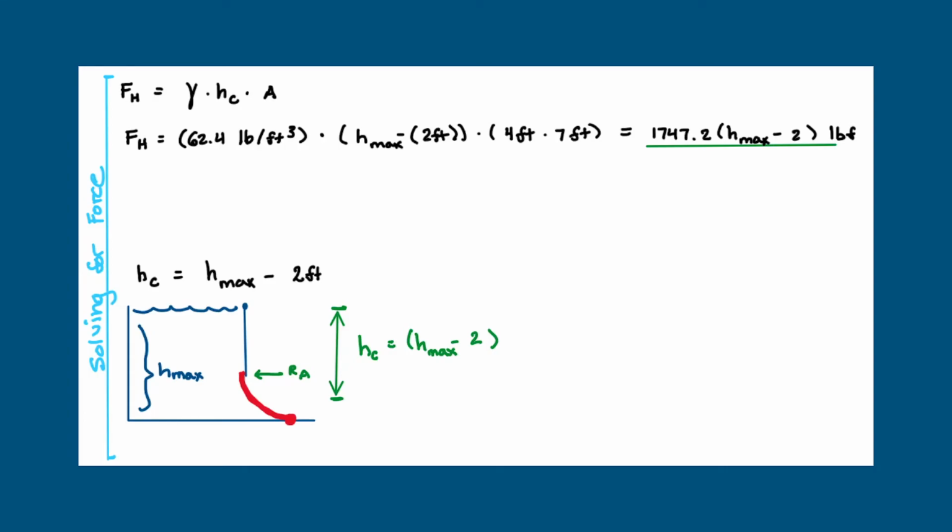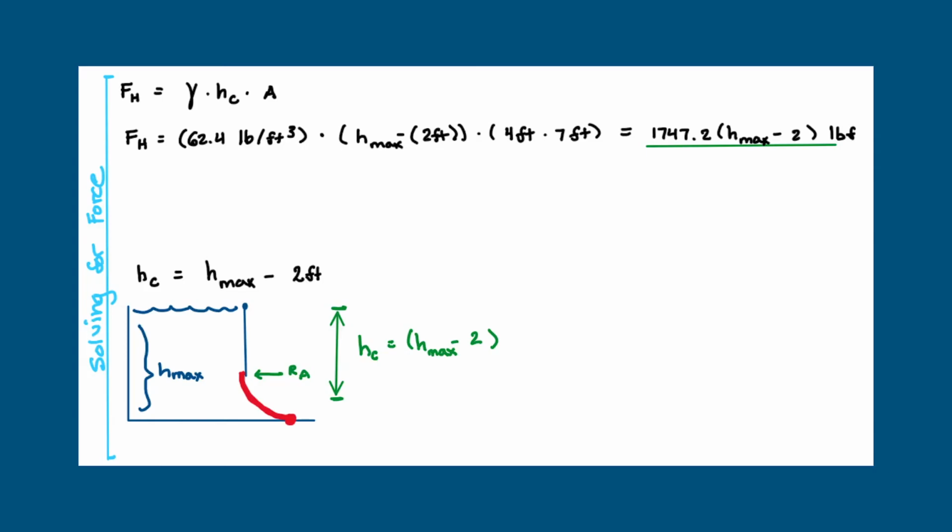So if you direct your attention to the diagram below, we can see that the height of the free surface is h max, and the centroid of the quarter circle gate's projected surface is at 2 feet, which is right here. From this, we can determine that hc is equal to h max minus 2 feet. A is then given by taking the area of the projected surface, which we know is 4 feet multiplied by 7 feet, which will give us an area of 28 square feet.